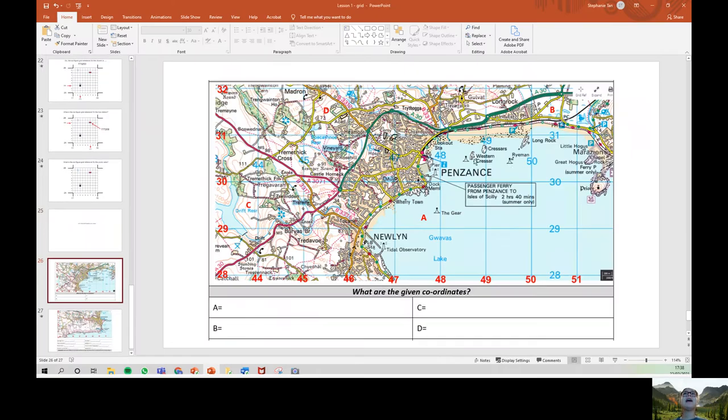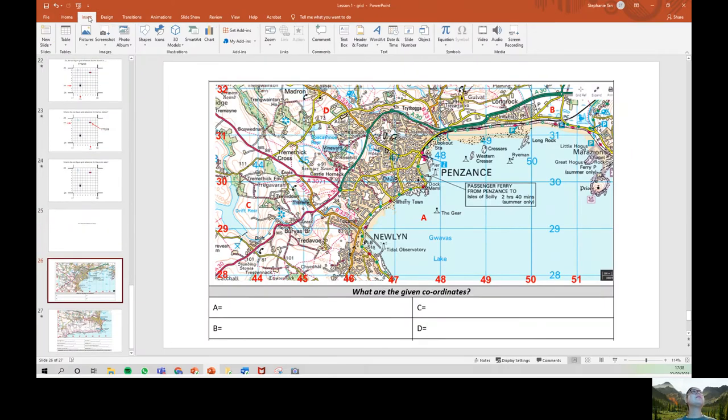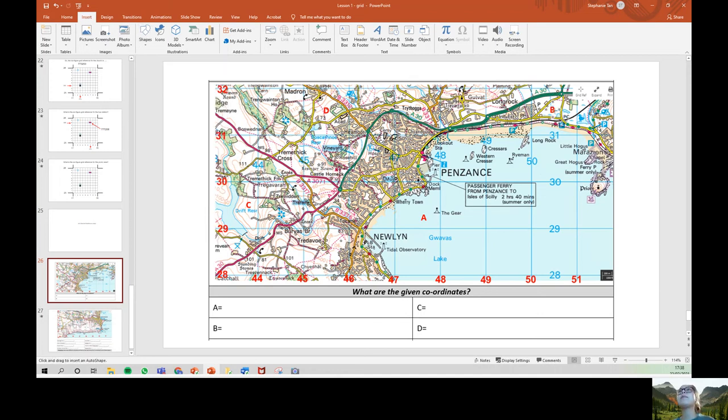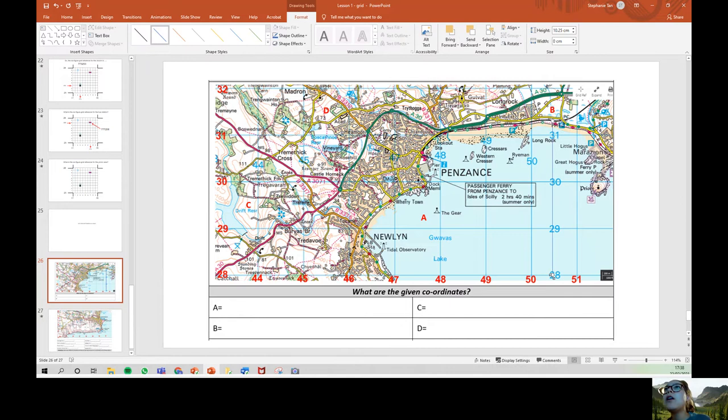And maybe it would be helpful to get your ruler out and draw some lines. Okay, so I'm going to draw a line here. So for B, I know I want to draw a line going straight down, and I can see that this is almost exactly, I would say, halfway between 50 and 51. So I would say that the coordinates here are 505.